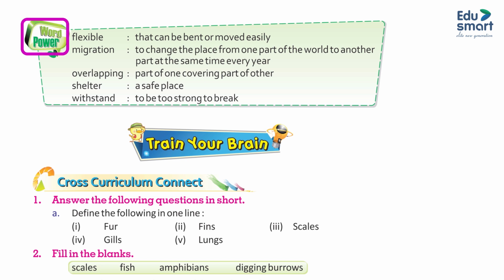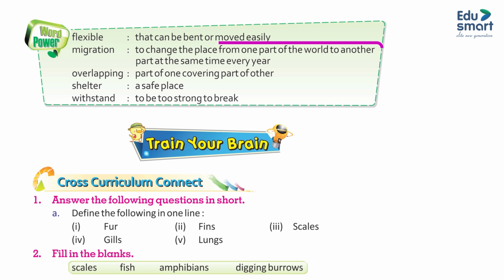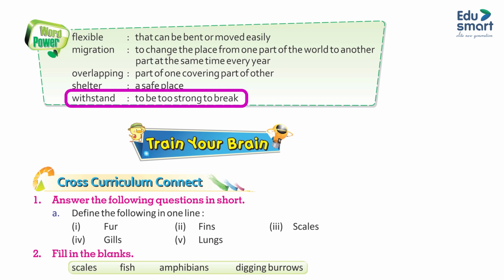Word power. Flexible: that can be bent or moved easily. Migration: to change the place from one part of the world to another part at the same time every year. Overlapping: part of one covering part of other. Shelter: a safe place. Withstand: to be too strong to be affected.